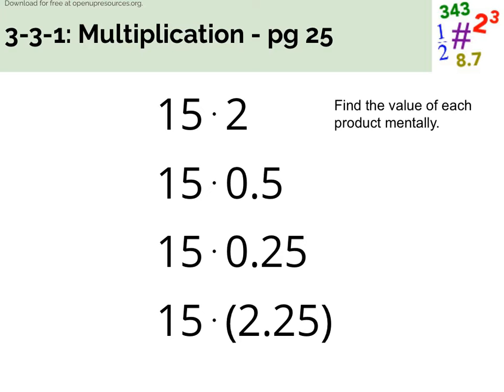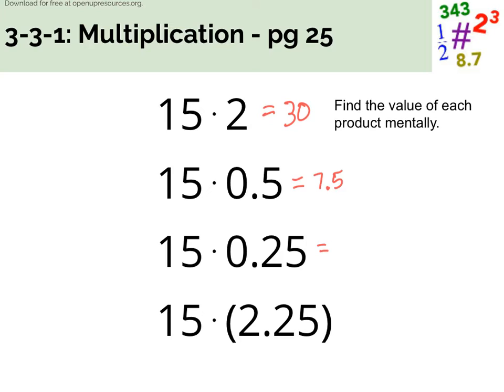All right, let's go through these. 15 times 2. I know that I have 2 15s, and I can add that together. What is that going to end up equaling? Well, that can equal 30. So 15 times 0.5. Think about it mentally. How do you get it? And so we can do it as 7.5.